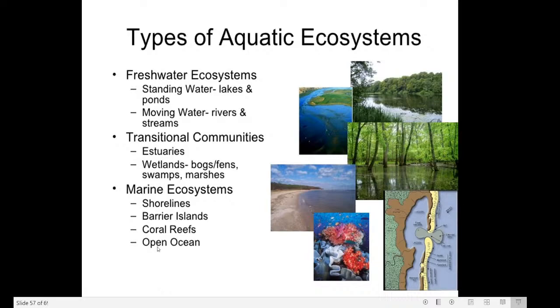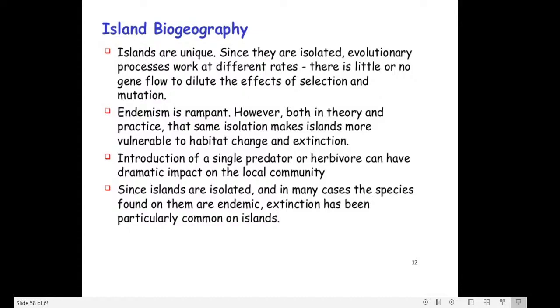And then after this, compared to this marine ecosystem, we have island biogeography. This island biogeography is a unique process. The island is developed, and that is specific for one species. That is the meaning of island. Island theory is explained with the climate, habitat change, and extinction that may happen in one particular place. The introduction of a single predator can have a dramatic impact on the local community, which affects the island.